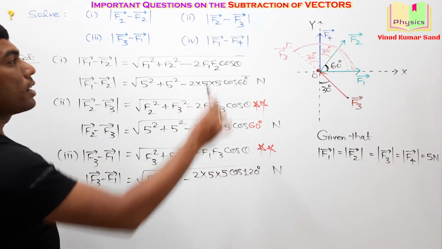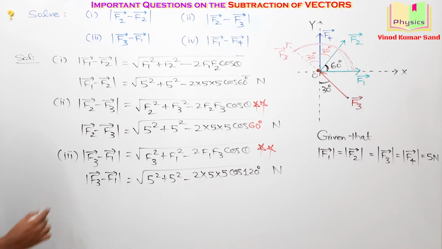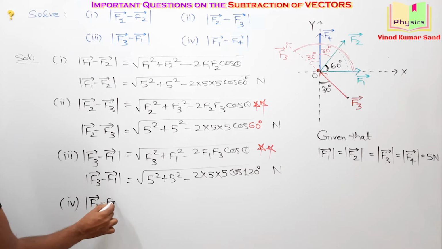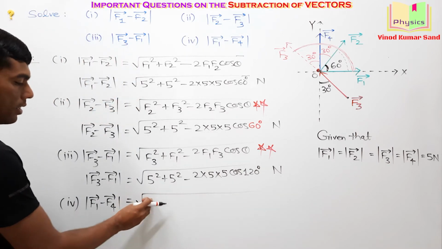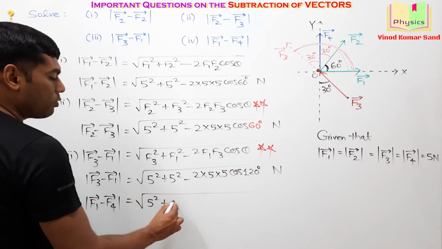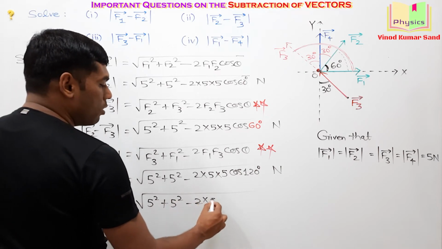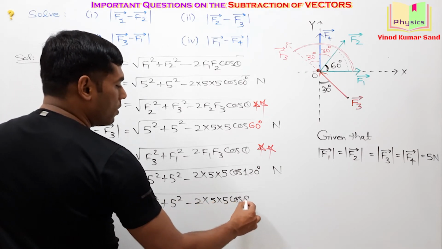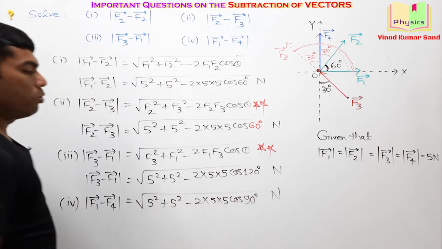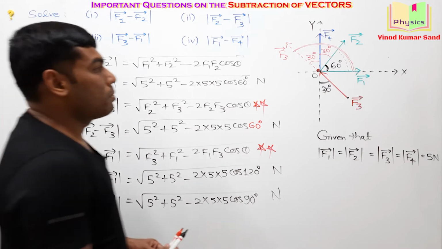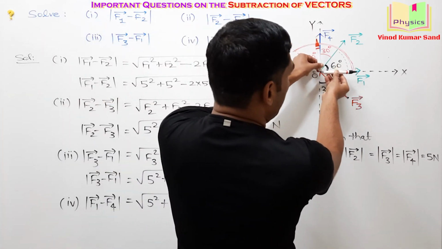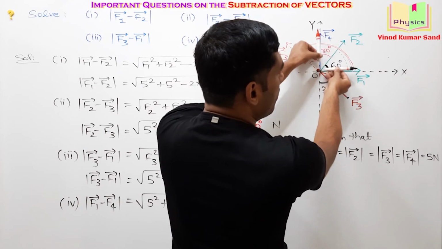Clear? Taking up the fourth part, F1 vector minus F4 vector, and then there is the modulus. It should be equal to the root of, I am writing the data here directly, 5 square plus 5 square minus 2 into 5 cos of 90 degree, and the unit of force will be Newton. I hope you understand this directly, because the F1 vector and F4 vector, their tails are meeting here at the origin. Getting it?